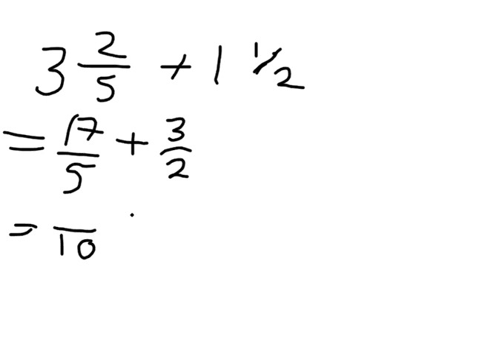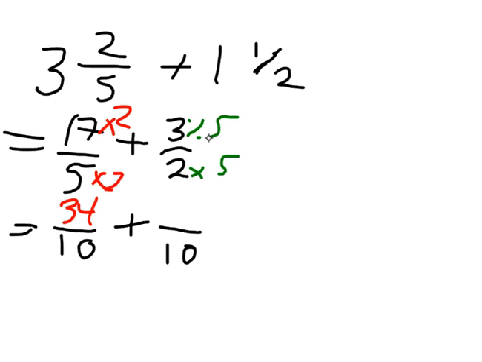In this case, it is 10. Whatever I do to the bottom, I do to the top. So I'm multiplying by 2. I get 34. And I'm multiplying by 5. And I get 15. And now I just add those and I get 49 over 10. I check, see if there is a number that goes into both 49 and 10, and in this case there is not. That means I can leave my answer just like that. If I wanted to turn it into a mixed, if I wanted to make it 4 and 9/10, I certainly can, but I tend to just leave it as a simplified improper fraction.